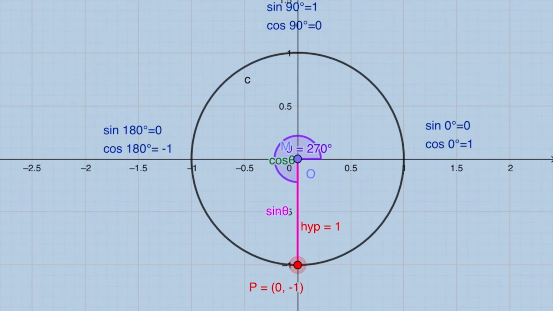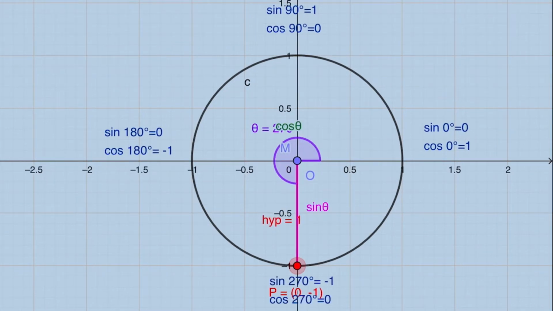And when theta becomes 270 degrees, look at the coordinates of P. P becomes (0, -1). Therefore, cos theta value becomes 0, that is cos 270 degrees is 0, sin 270 degrees is -1.